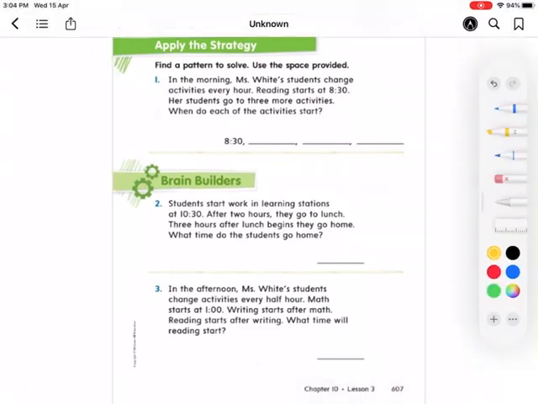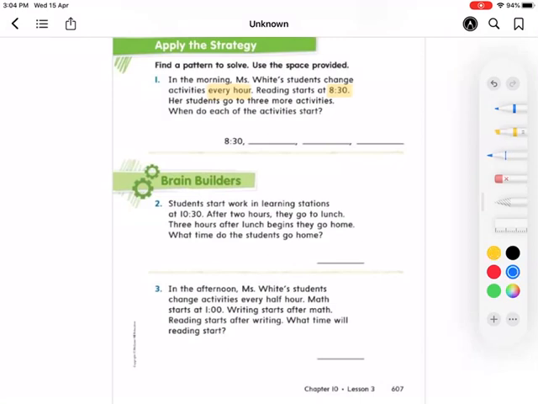Okay. Highlighter. In the morning, Miss White's students change activities every hour. Can you see? This is the important information we got. Every hour. So the pattern is every hour. Reading starts at 8:30, whatever you want you can say. Her students go to 3 more activities. When does each of the activities start?